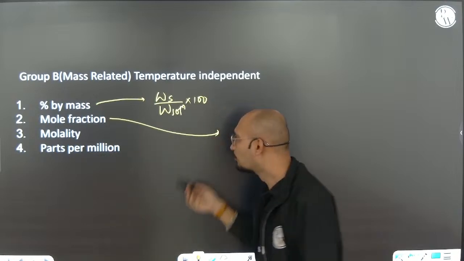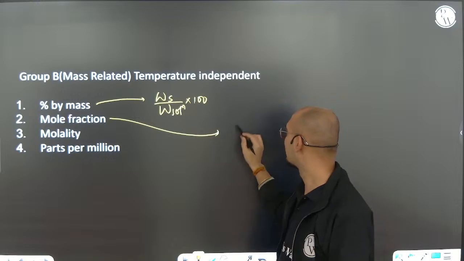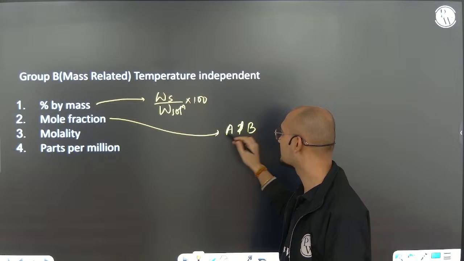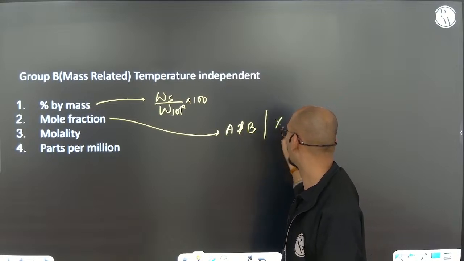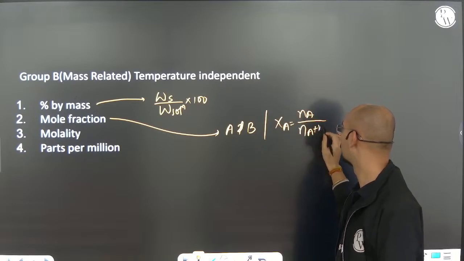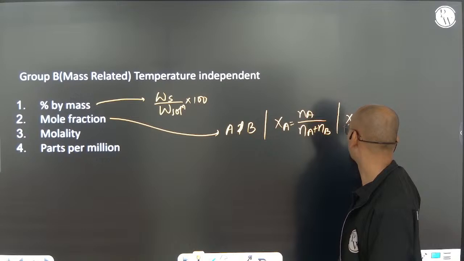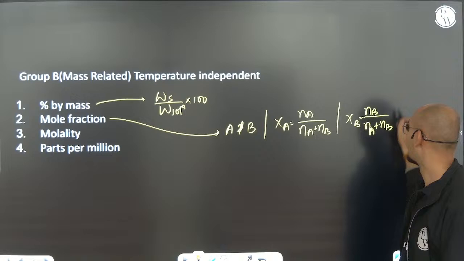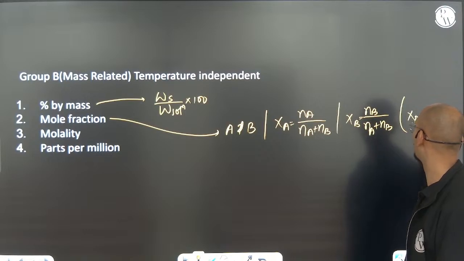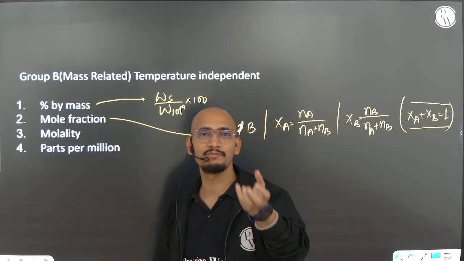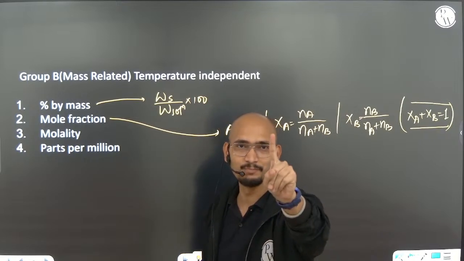Mole fraction. What is mole fraction? Consider there are two components, A and B. So we can say mole fraction of A equals moles of A divided by moles of A plus moles of B. Or mole fraction of B equals moles of B divided by moles of A plus moles of B. And always remember that the sum of all the mole fractions is always equal to unity, or 1. So the sum of the mole fractions of the different components inside a solution will be equal to 1 as a rule.